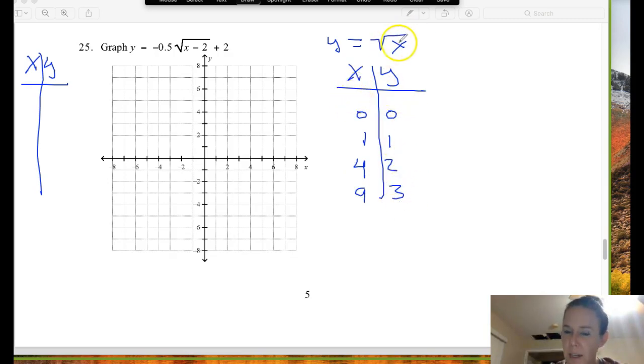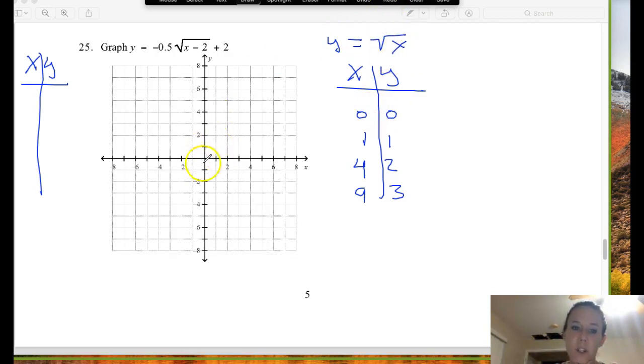I can't plug in -1 because the square root of -1 is not a real number. I cannot square root a negative because there's nothing that I could square to get a -1. The square root undoes the square, so I can't square root a negative. What did I square to get a negative? It doesn't make sense. So there are no negatives.